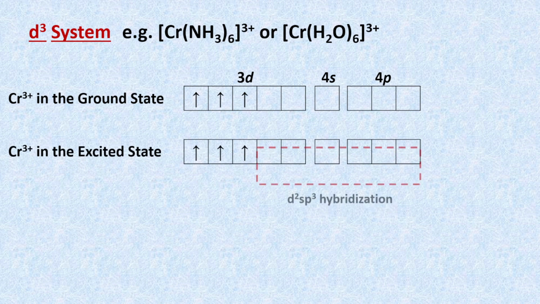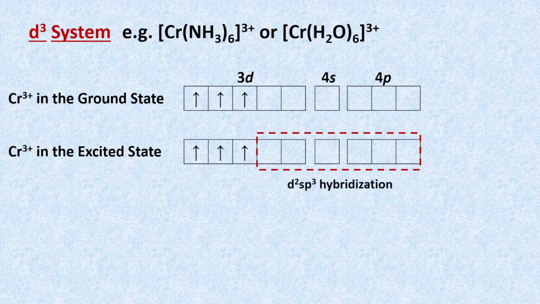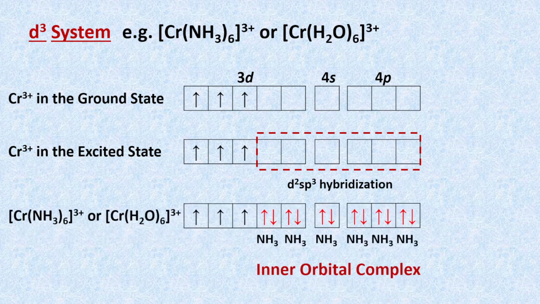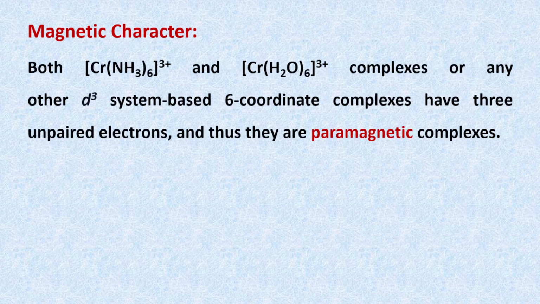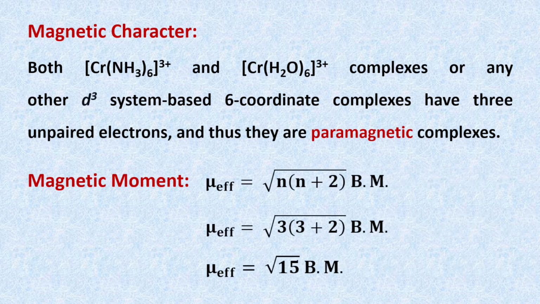Now the two vacant 3d, one 4s and three 4p orbitals hybridize to give d2sp3 hybrid orbitals. Then the six ligands donate their sigma electrons to the empty d2sp3 hybrid orbitals to form an inner orbital complex. Both complexes, or any other d3 system based octahedral complexes, have 3 unpaired electrons, so they are paramagnetic complexes and their magnetic moment is √15 Bohr magneton.